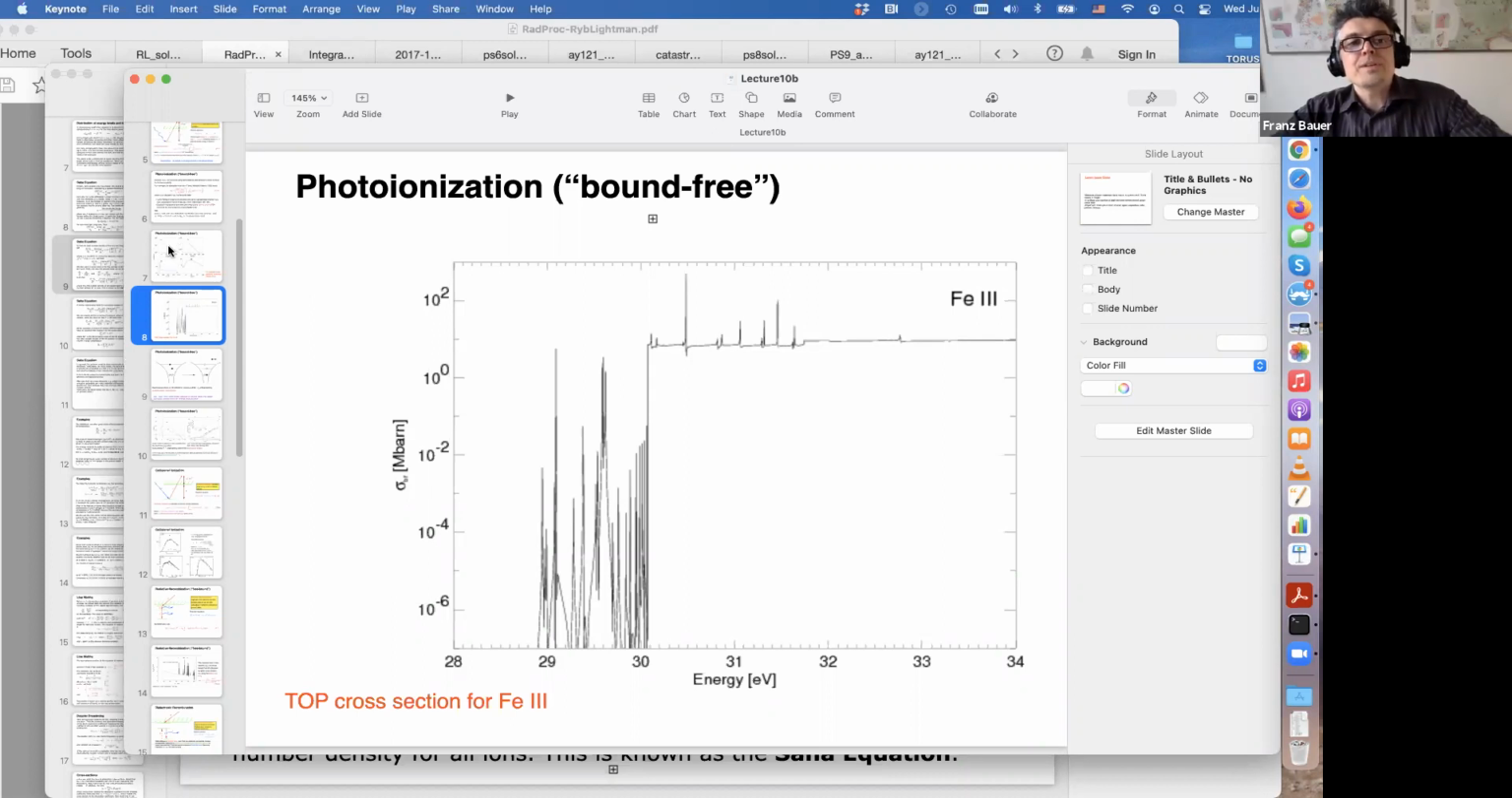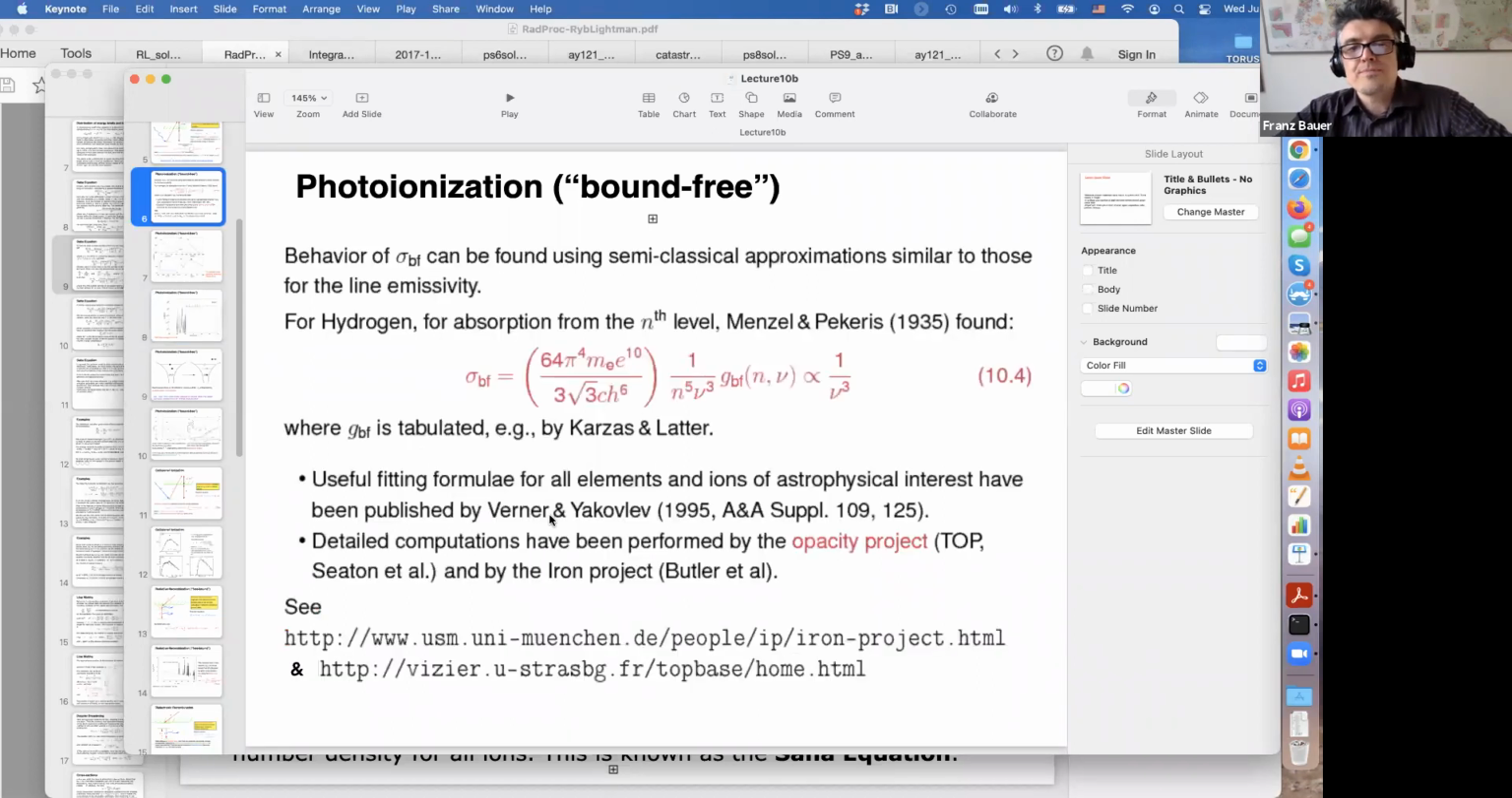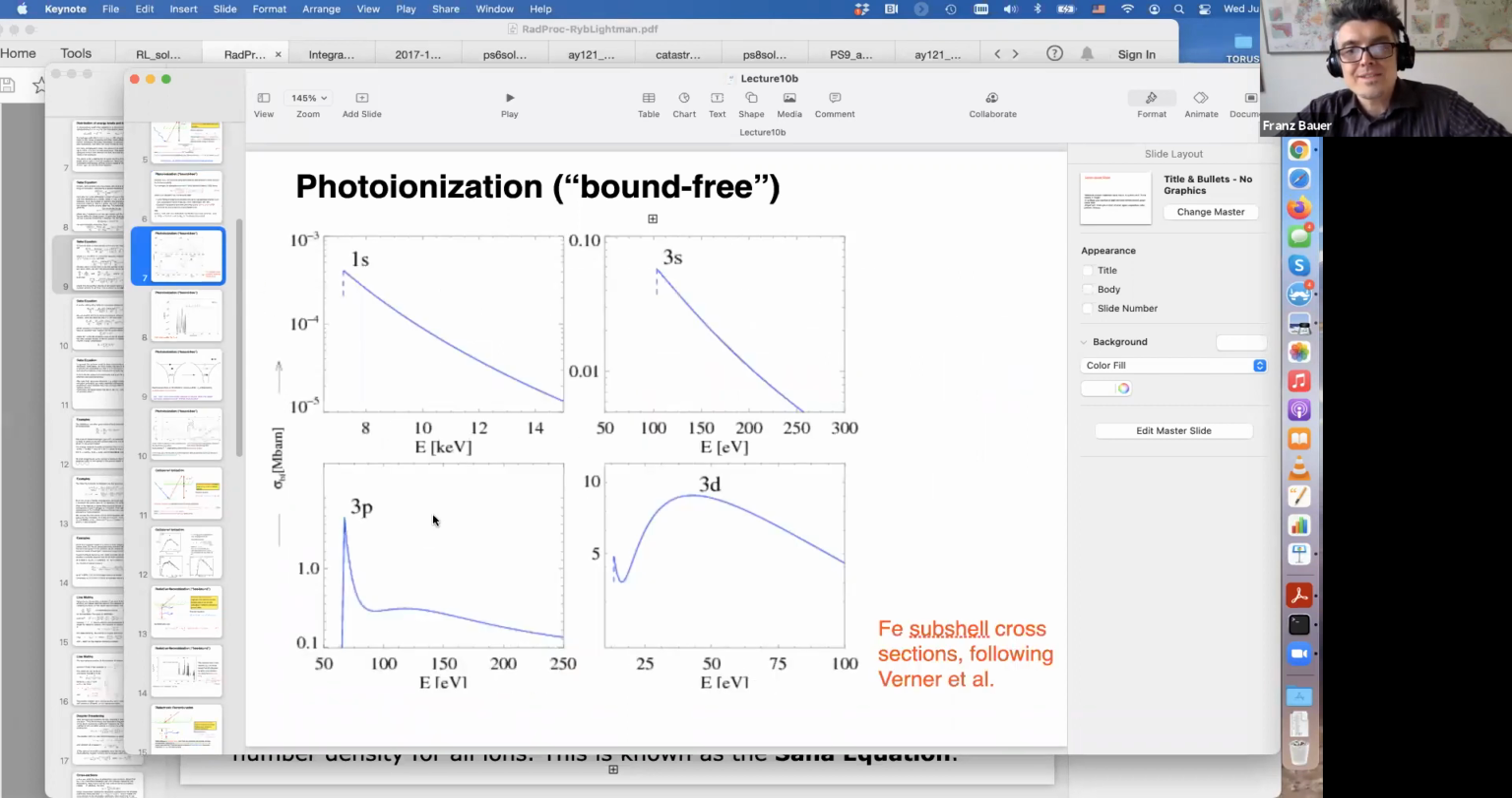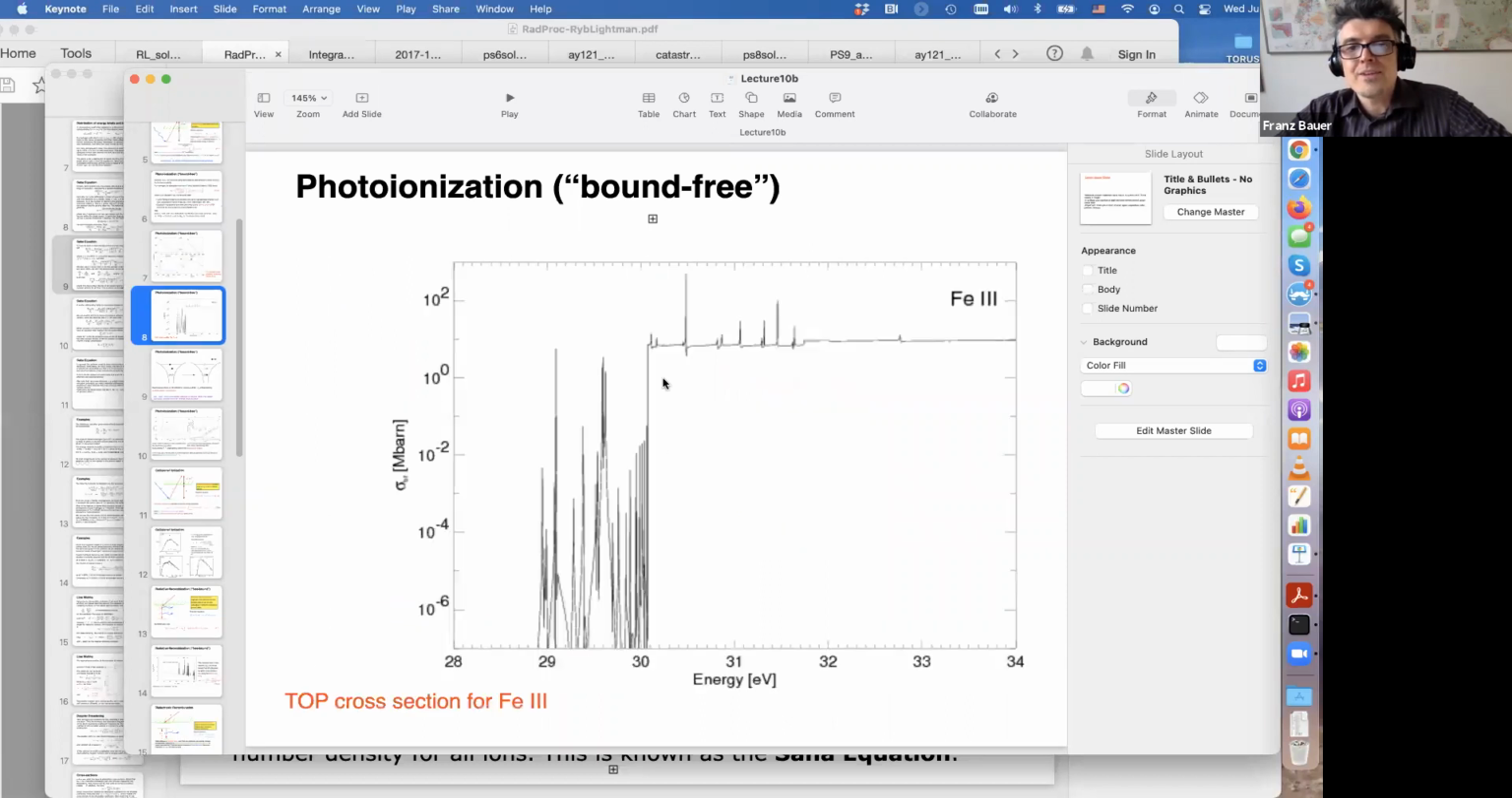Right. So typically you'll see a lot of places will quote Werner and Yaklov, this paper, and this is a fitting formula, right? So it doesn't necessarily take into account the more robust actual laboratory results. Again, these are functional forms, they're nice and smooth. And then you actually look at this and you have resonances.